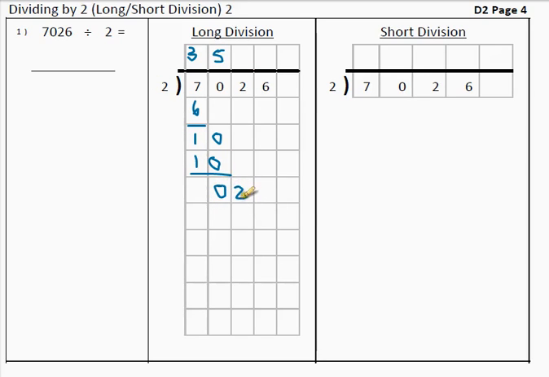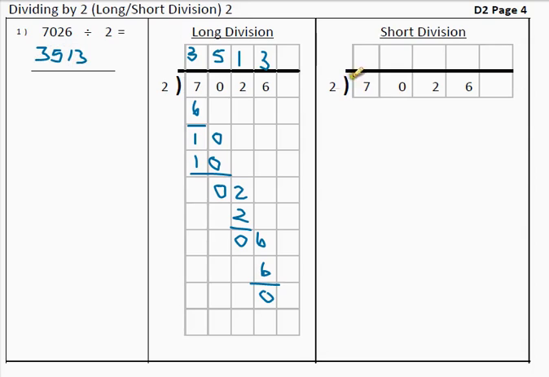We have 2. 2 goes in 2 how many times? 1. 1 times 2, 2. 2 take away 2, 0. Bring down the 6 next to that remainder. 2 goes in 6 how many times? 3. 3 times 2, 6. 6 take away 6, 0. There isn't another number to bring down. We had a remainder of 0, so it divided in perfectly. Our answer is 3513.